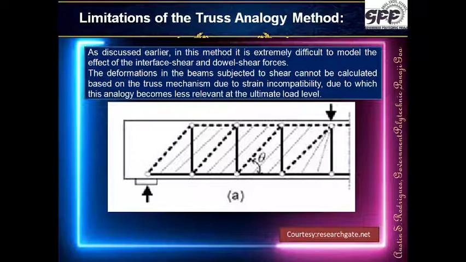The second thing is that deformation in the beam due to shear cannot be calculated based on this truss mechanism. Deformation cannot be calculated because there is so much strain incompatibility. As we have discussed earlier, this incompatibility is because of different parameters and non-homogeneity. As a result, this truss analogy becomes irrelevant or less relevant at the ultimate load level.